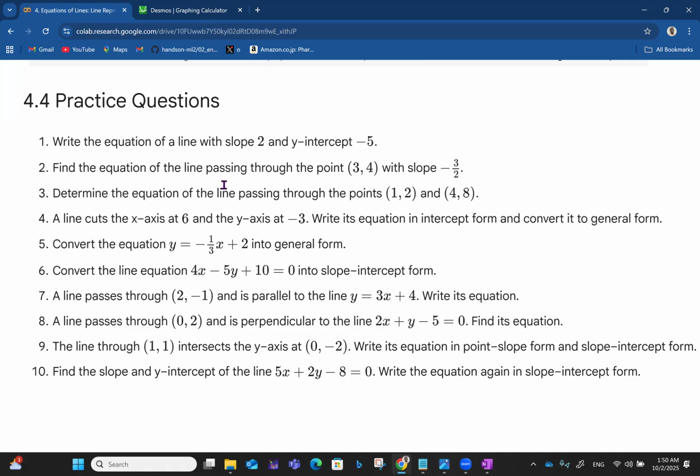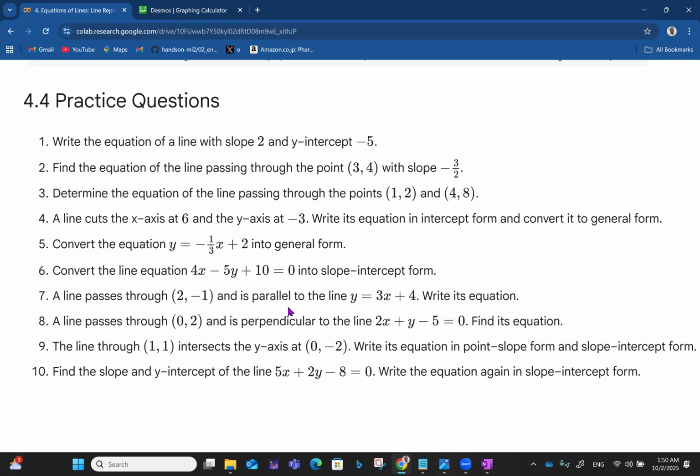Easy. Then find the equation of the line passing through the point (3, 4) with slope minus 3 over 2. So you know that'll just be minus 3 over 2 equals y minus 4 over x minus 3, easily. And then you just simplify. Determine the equation of the line passing through the points (1, 2) and (4, 8). Of course, you know that'll just be y minus 2 over x minus 1 equals 8 minus 2 over 4 minus 1. You simplify. And then you take care of this whole thing like that.